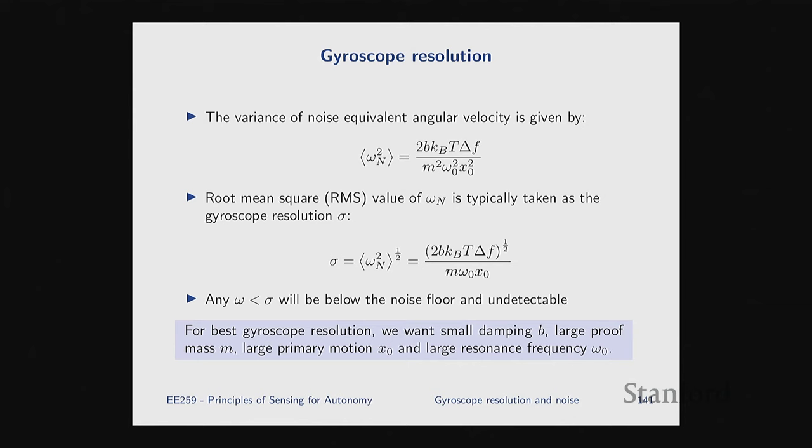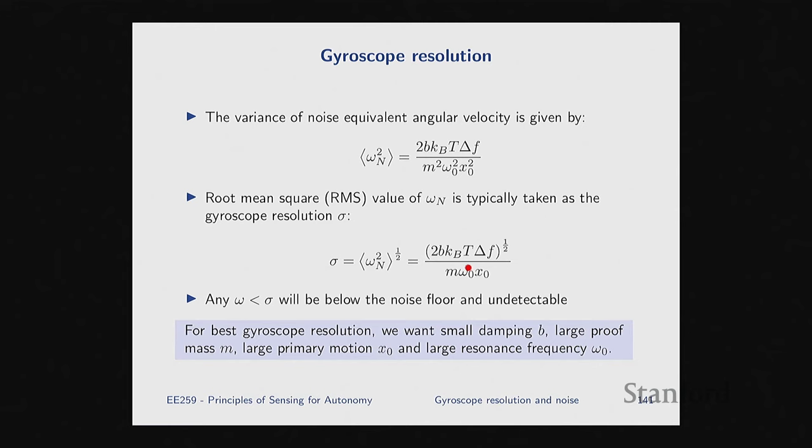a number of things. Of course, the measurement bandwidth, delta F, is there. You have the temperature, you have the Boltzmann constant, but the damping factor is in there, right? So smaller damping factors also help with reducing the noise in the device, right? Another reason to have these devices underdamped. It's also inversely proportional to mass, displacement in the primary direction, and the resonance frequency of the device.